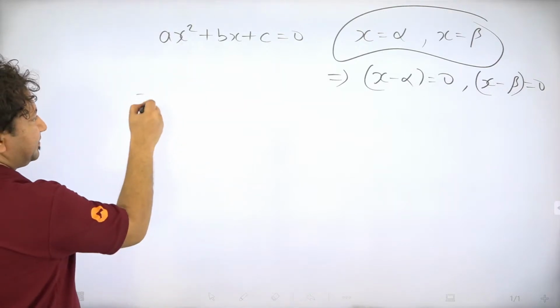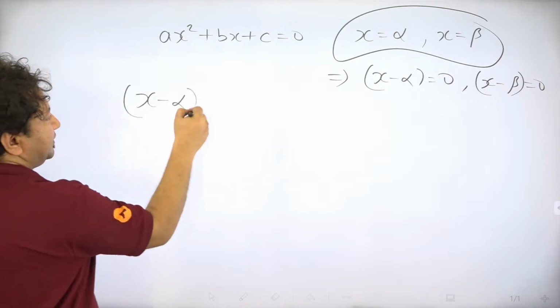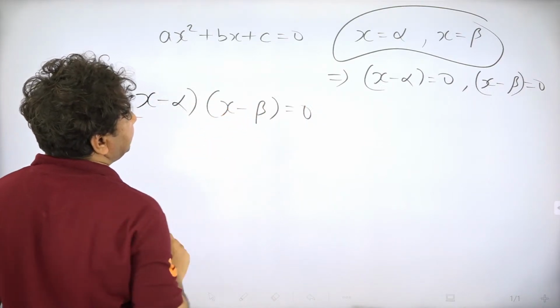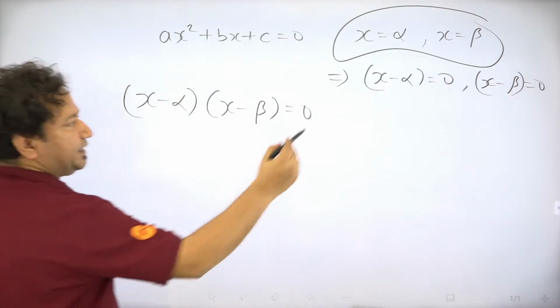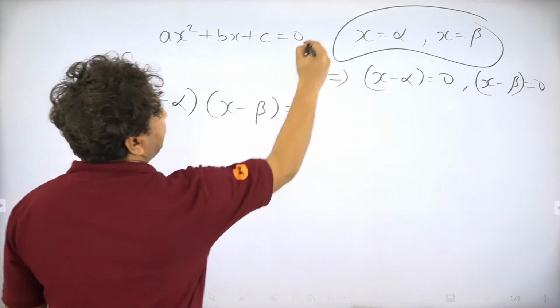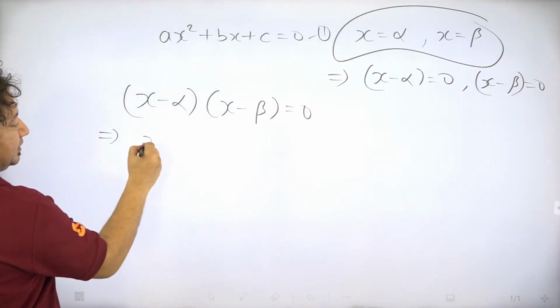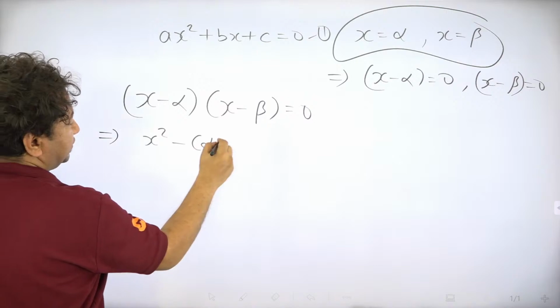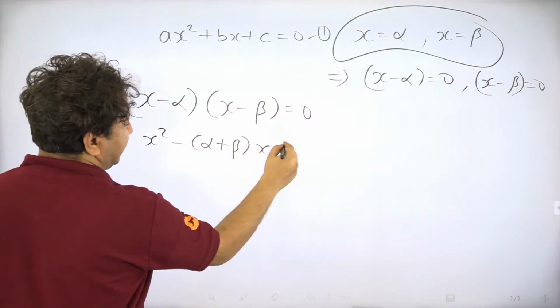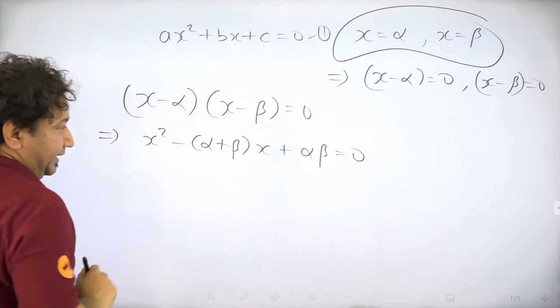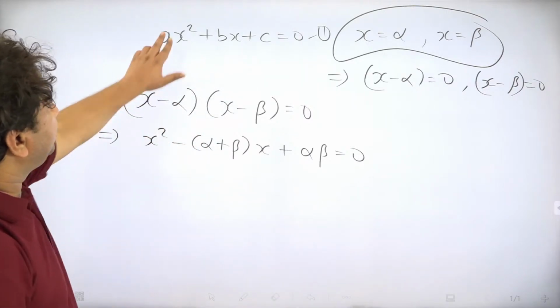Now, if I multiply them, x minus alpha multiplied by x minus beta equal to 0. The product will be 0 because both the values are equal to 0. Now let this be equation number 1, and expanding this, we'll get x squared minus of alpha plus beta times x plus alpha beta equal to 0. Great. Now what? We need to compare these two.